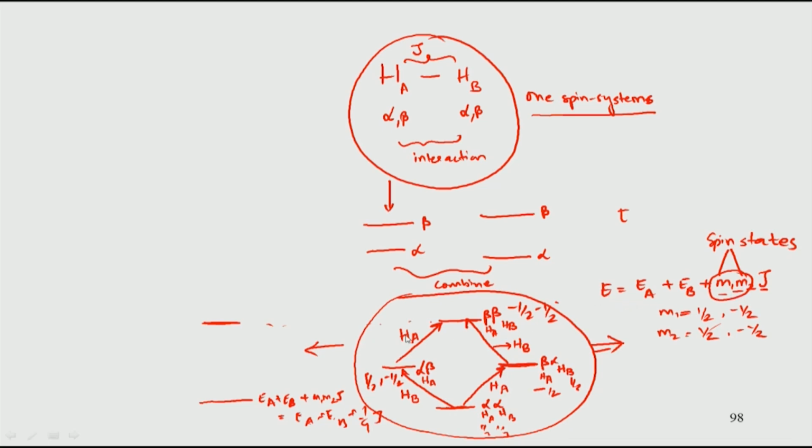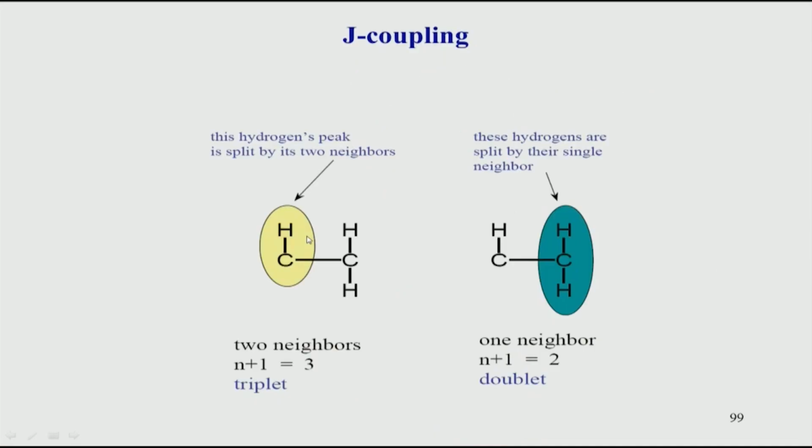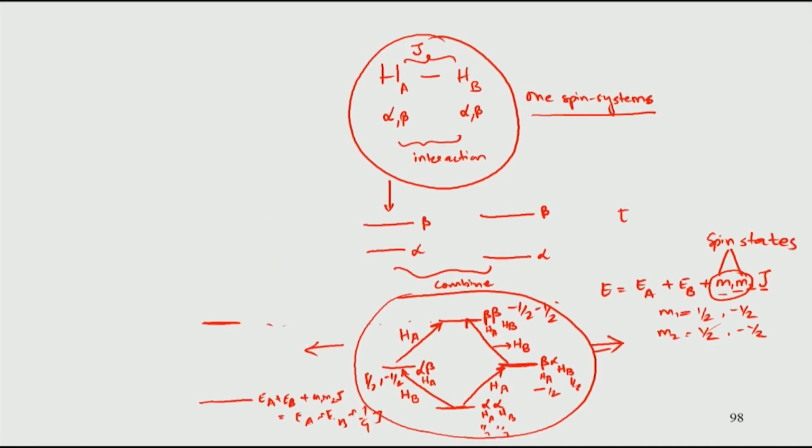So, now these energy levels are shown here. Earlier it was in the absence of J coupling, but because of the J coupling, the energy levels of these states start changing, and basically you introduce extra energy. So, we will see that in the next slide.